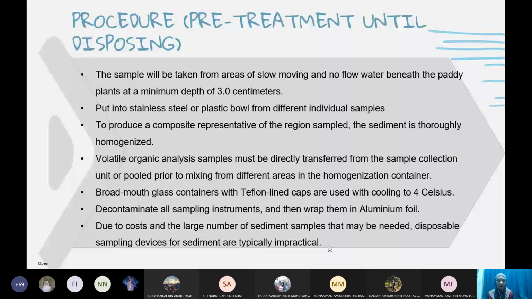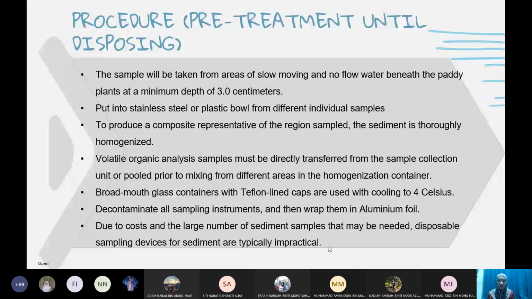Using the tube or hand auger, take the sample from areas of slow-moving and no-flow water beneath the paddy plants at a minimum depth of 3 cm and put it into a stainless steel or plastic bowl. Then, to produce a composite representative of the sample, the sediment is thoroughly homogenized. Volatile organic analysis samples must be directly transferred from the sample collection unit or pool prior to mixing from different areas. It is to reduce contaminant degradation during homogenization due to volatilization.